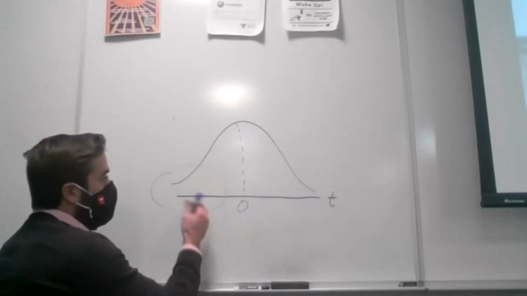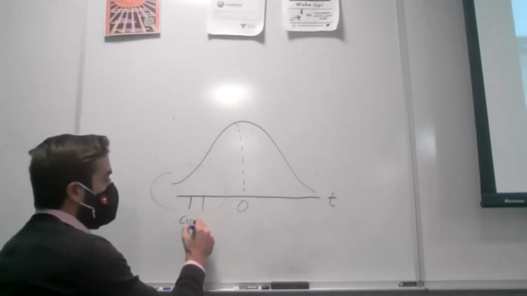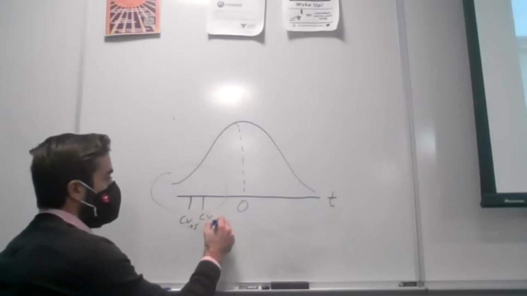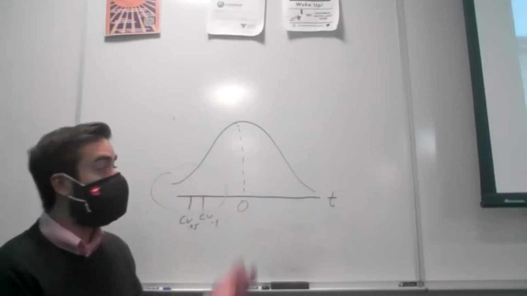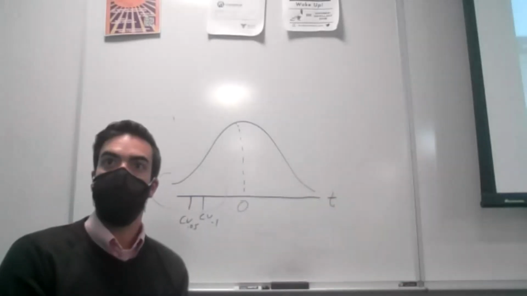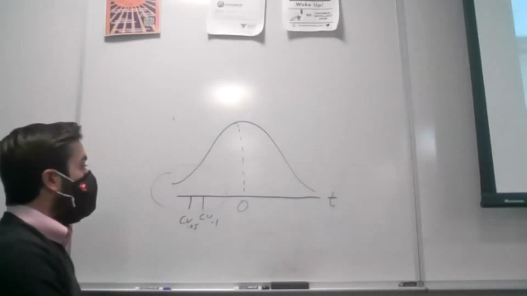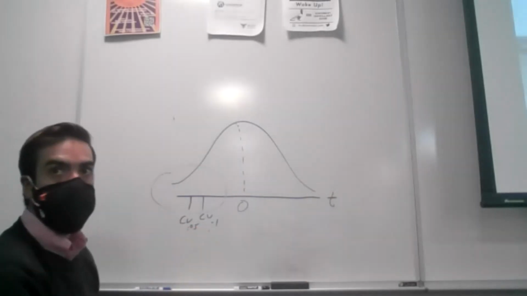I automatically know when I'm looking for these cutoff values for the different levels, they're going to be to the left of 0, or negative. If I was dealing with the right tail test, it'd be positive, right? So how do I find these values?